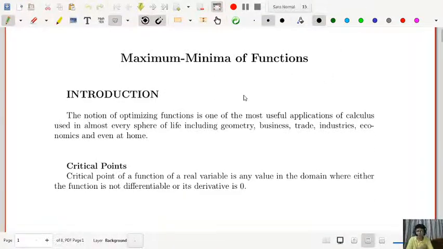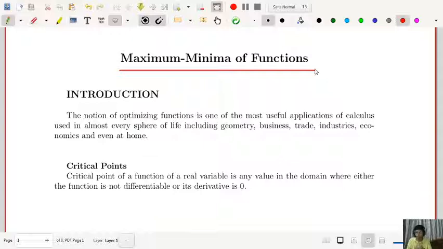So, today's topic is another important chapter of application of derivative, that is maxima minima of functions. So actually, people are talking about extremum, optimization, this type of words.